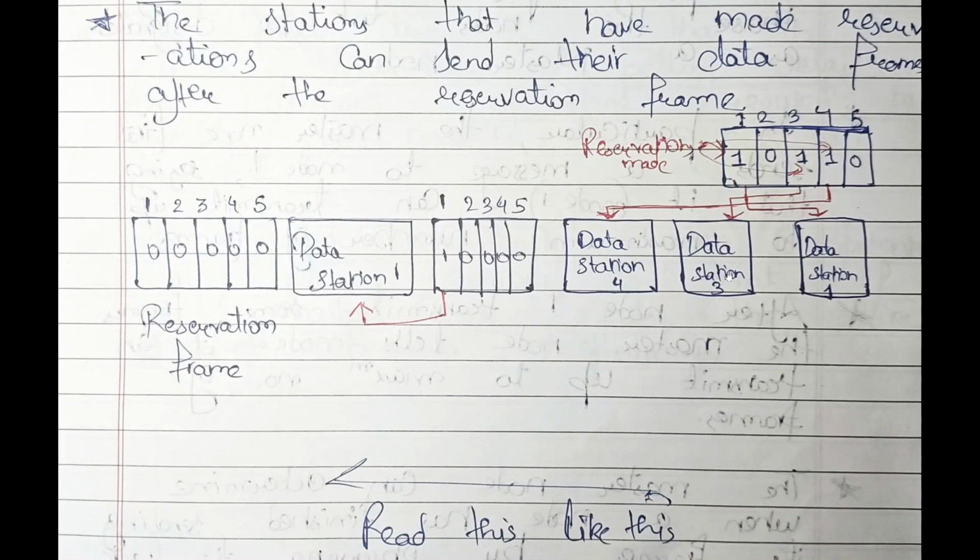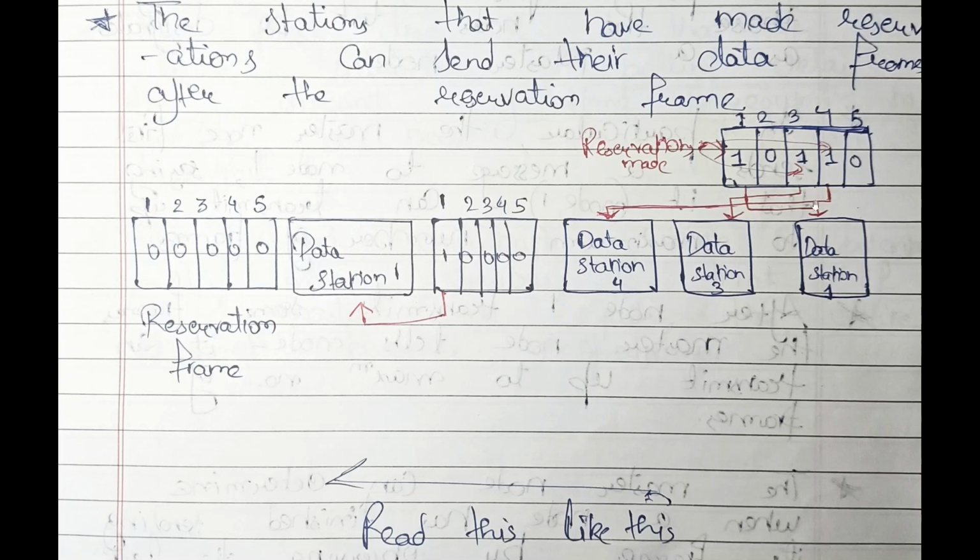So this one is here. Mind it, this block you can see over here is preceding these three. So first of all, suppose there are 5 stations, that is 1 2 3 4 5. Now the first station, the third station and the fourth station turn their bits from 0 to 1, thus telling that we want to make a reservation to send our data.